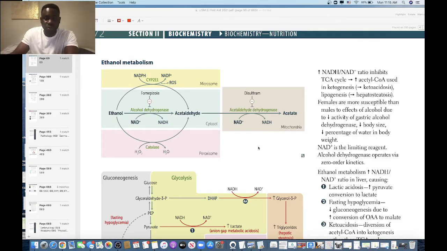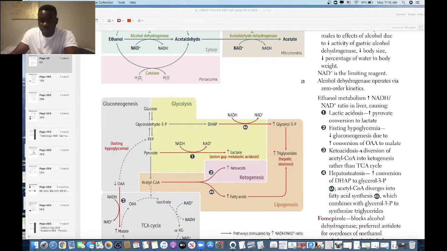The thing that we have to memorize or know for the Step is that this drug is called fomepizole. It's able to inhibit alcohol dehydrogenase so that it cannot break down ethanol. Not just ethanol, but also other things that look like ethanol. For example, we'll see them over here.